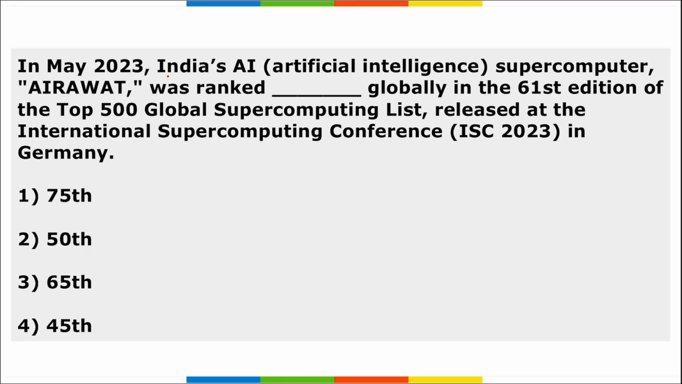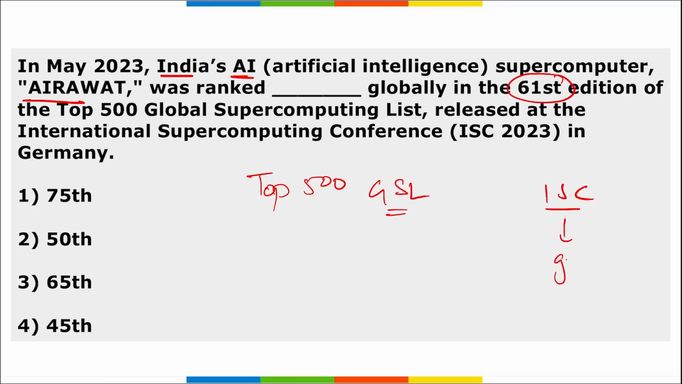Next, India's AI supercomputer Airavat was ranked dash globally in the 61st edition of the top 500 global supercomputing list that was released at the ISC, that is your International Supercomputing Conference. This was being held in Germany. Right? And we know that Germany as of now is in recession. Correct? Coming back to the question, the name of India's AI supercomputer is Airavat. First thing you remember this.